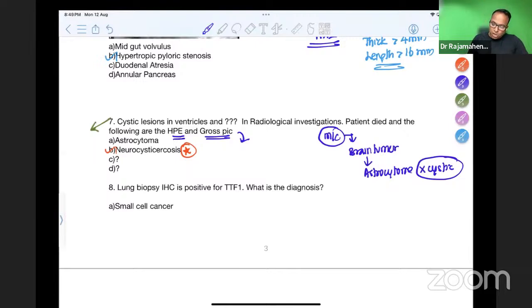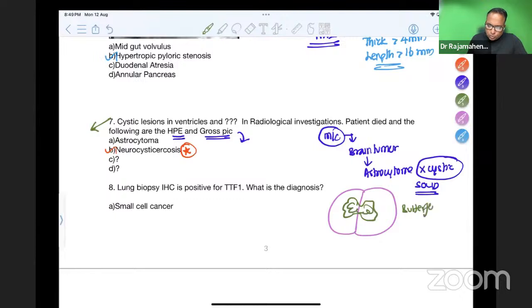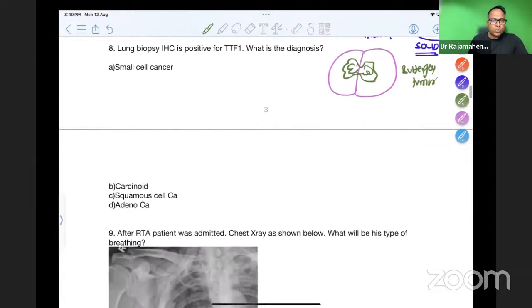Astrocytoma is not cystic. It is solid in consistency. That is what I'm telling you, it's a classical solid lesion. It will grow from one lobe of the brain to the opposite side. Therefore, it is also called a butterfly tumor. It is an aggressive tumor. Butterfly tumor is the name of astrocytoma. It's an aggressive tumor. Therefore, you should know about this.